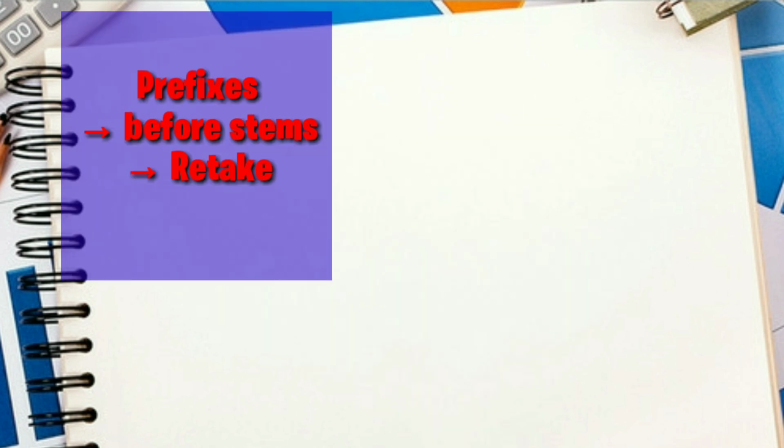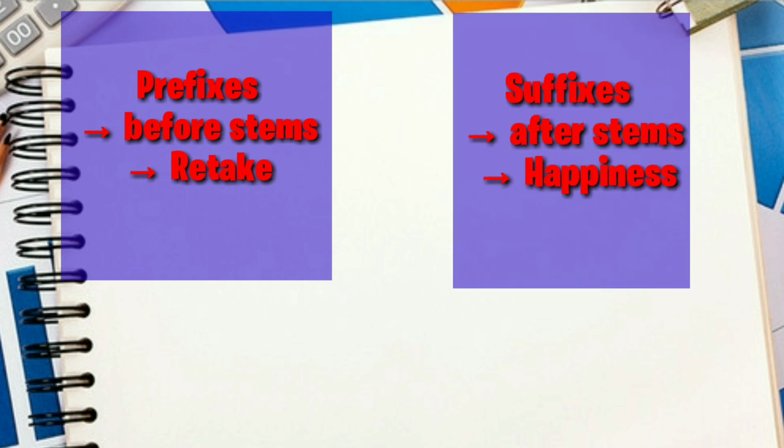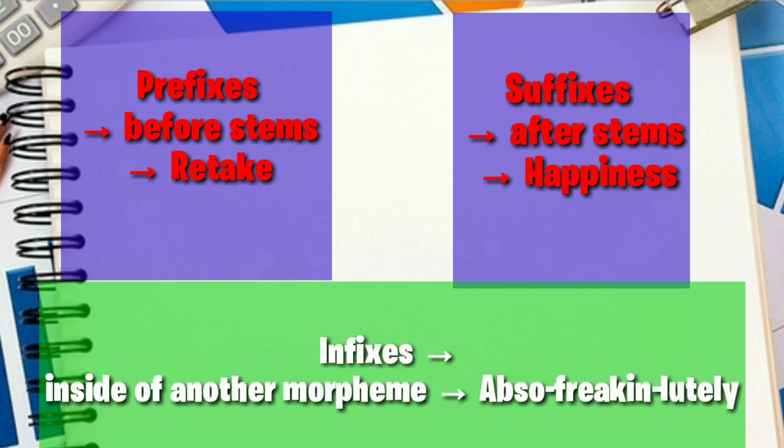So next is prefixes before stems. For example, retake. Take is the stem and re is the prefix. And then suffixes after stems. Happiness: happy is the stem, ness is the suffix. And then infixes. Infixes are not as common as suffixes and prefixes, and they are rarely used in formal writing. For example, abso-freaking-lutely.